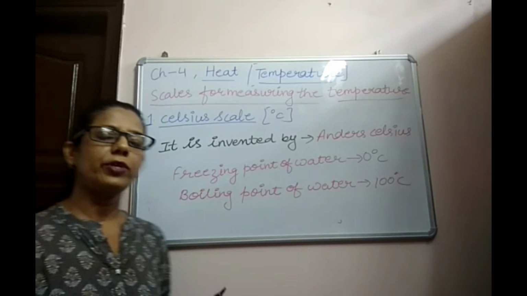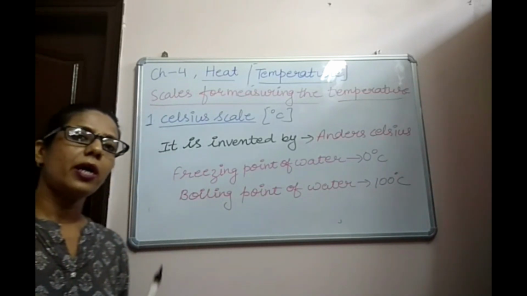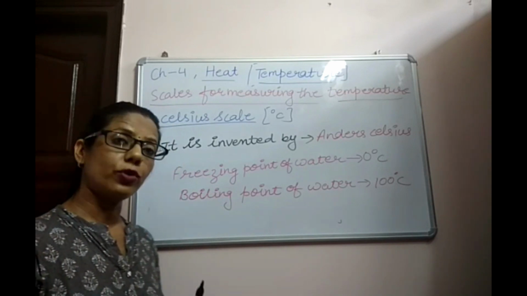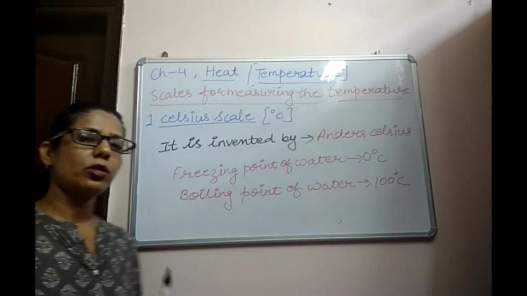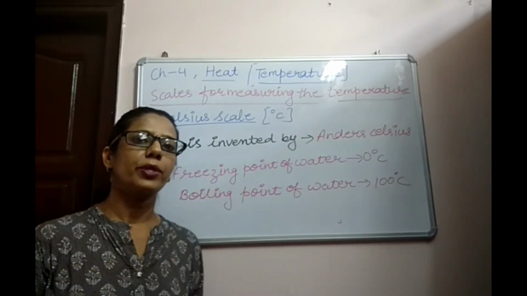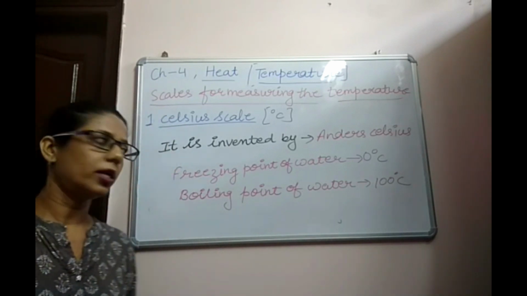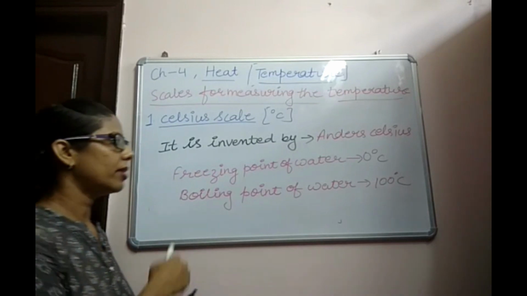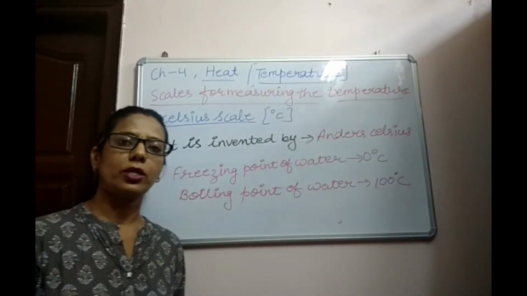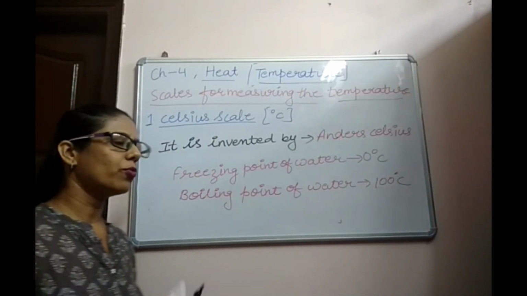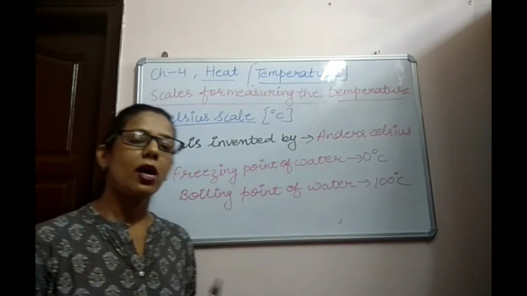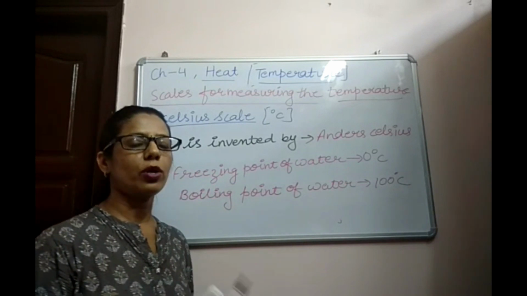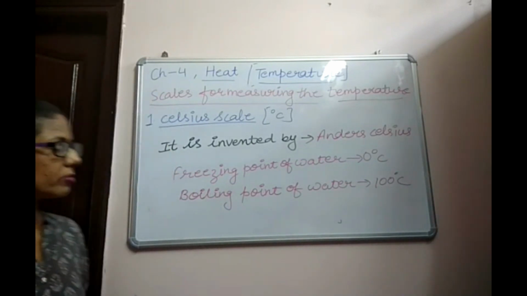Freezing point means the temperature at which the water starts freezing. And the boiling point means the temperature at which the water starts boiling. On the Celsius scale, the freezing point of water is 0 degree Celsius, and the boiling point of water is 100 degree Celsius. For different substances, the freezing point and the boiling point will be different.